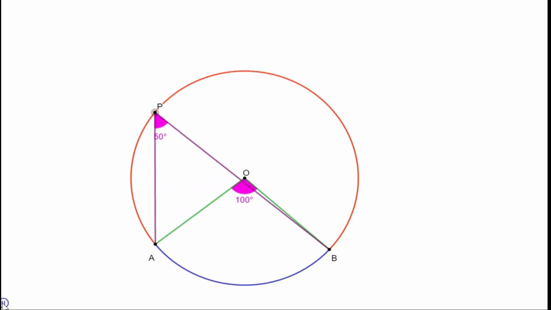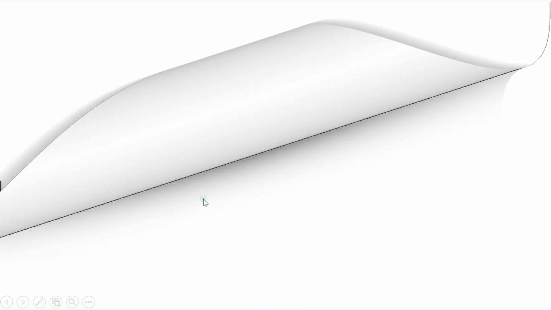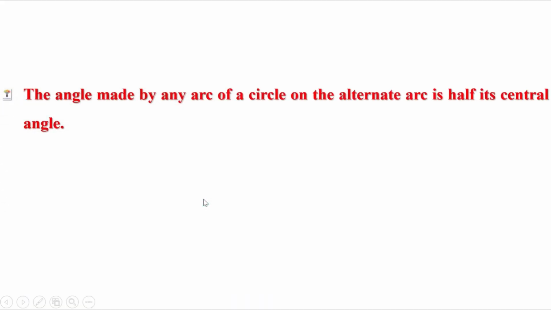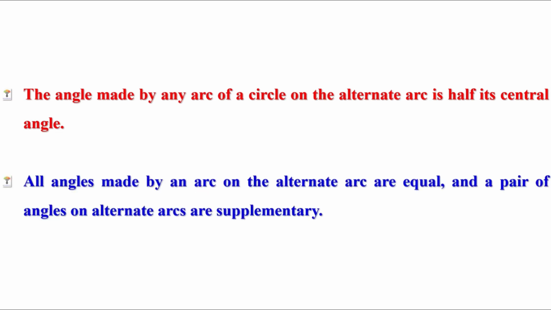Now let us recall what we have learned today. The angle made by any arc of a circle on the alternate arc is half its central angle. All angles made by an arc on the alternate arc are equal, and a pair of angles on alternate arcs are supplementary. Now there are 2 homeworks.